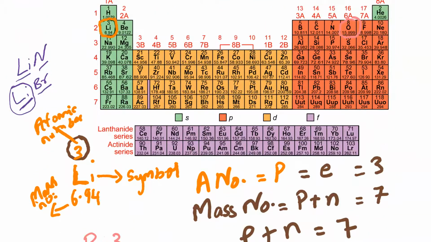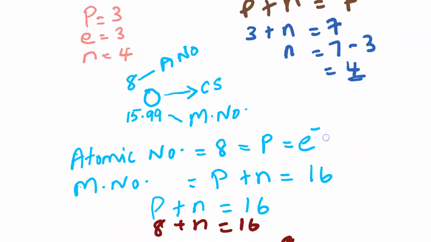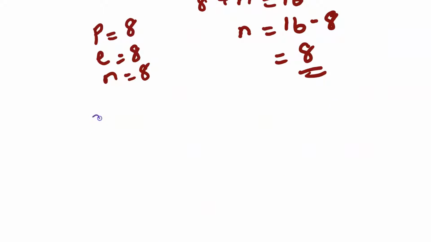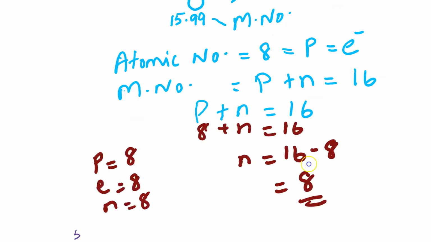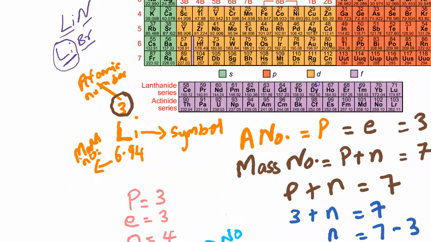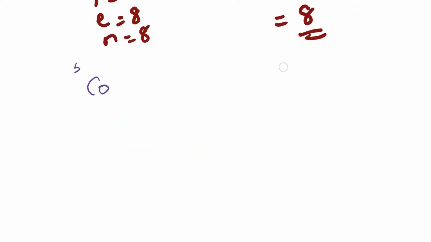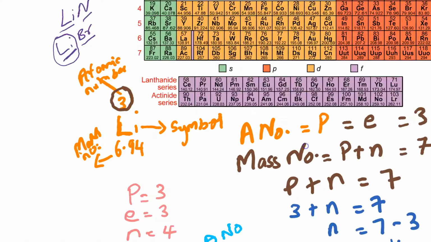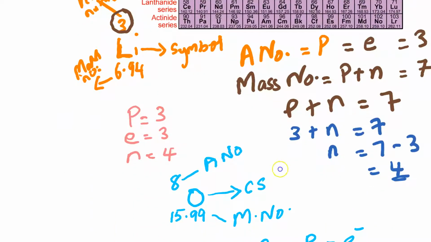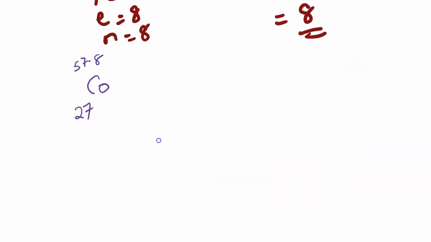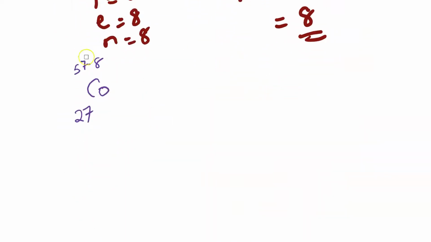As I said, cobalt, 27 and 59. Cobalt. So this is for you guys. Sorry, I think I forgot. 27 and 58.9. Sorry guys. Okay, so that's 58. You might think, why did I put it on the top?